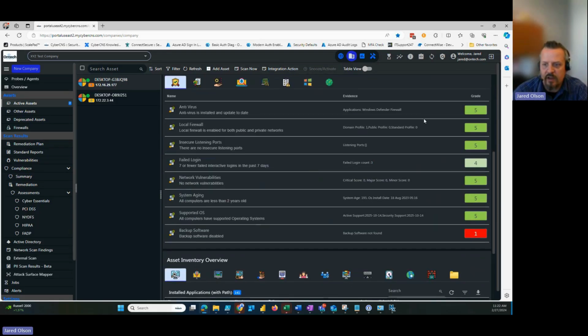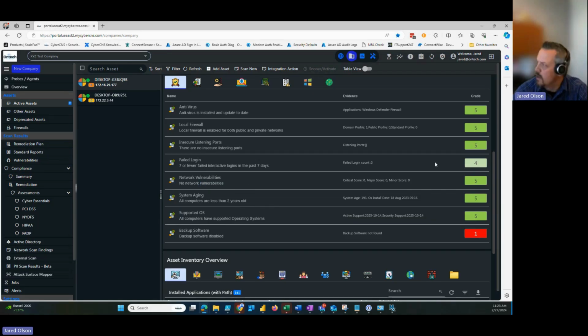And then down here, I wanted to highlight a couple things. You're going to get a grading score for each of these endpoints or assets. And obviously 5 is good, 1 is bad. So the one bad down here is showing that there isn't any backup software on this particular device. If there were backup software and something were to happen maliciously, obviously we'd be able to recover that system a lot quicker. And then as you go up, it talks about whether or not your operating system is supported, how old the system might be, any network vulnerabilities that might exist on the device.